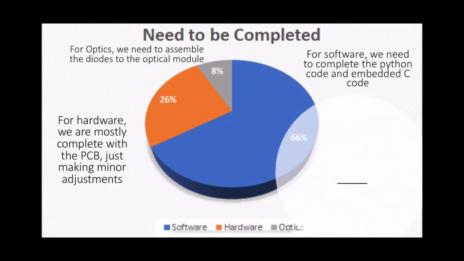Here's what needs to be completed: the software. Basically, most of the software needs to be completed. Our hardware is, for the most part, complete. We're still optimizing in EagleCAD and eventually going to send it out to PCB vendors. And then for the optics, we just need to attach the optics to the hardware and make sure that it works.